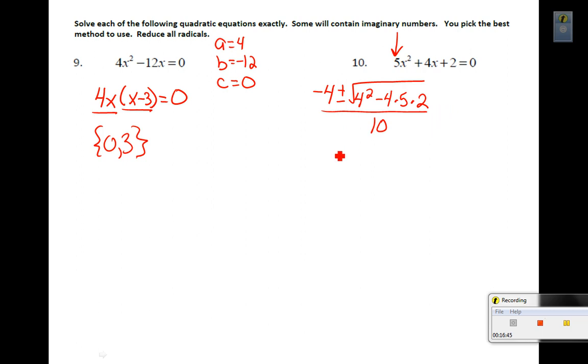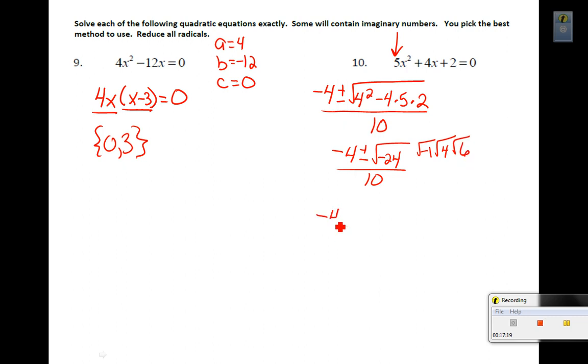This becomes negative 4 plus or minus... If you run that through, you get the square root of negative 24 all over 10. Now we've got to break down the square root of negative 24. I know there's going to be an i in my answer, so I'm going to break this down into the square root of negative 1, the square root of 4, the square root of 6.